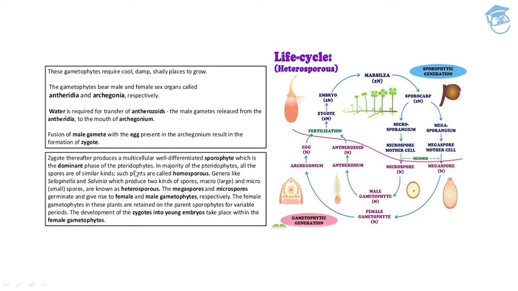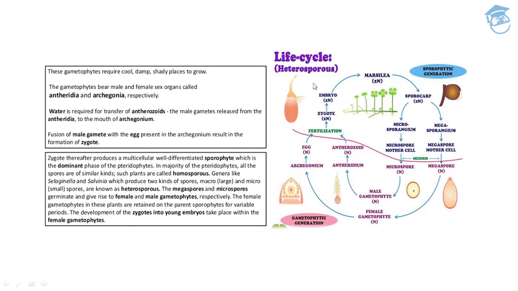So what's the dominant phase of pteridophytes? Sporophyte. And in the majority of pteridophytes, all the spores are of similar kinds. Such plants are called homosporous. Okay, and genera like Selaginella and Salvinia, which produce two kinds of spores, that is macrospores and microspores, which are the smaller spores, are known as heterosporous.